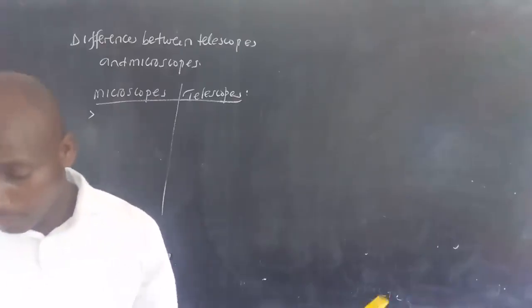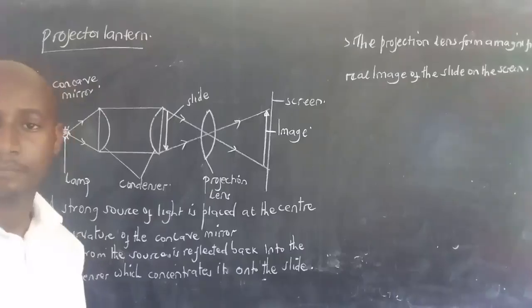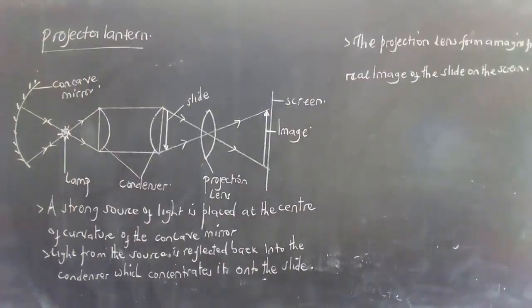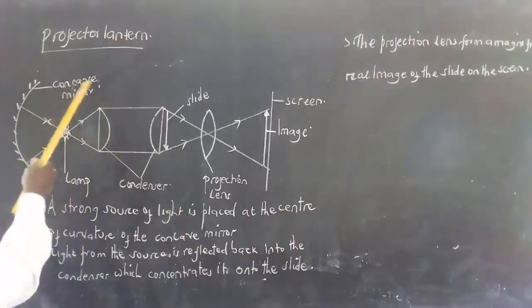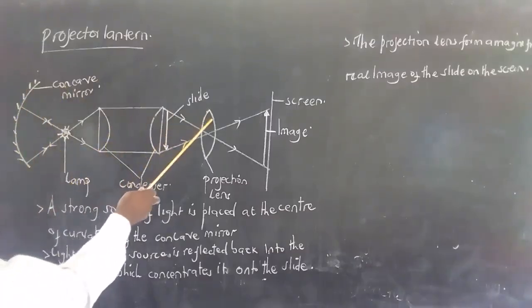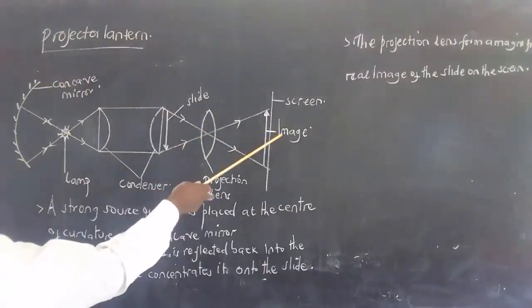Let us go and look at the projector lantern. So this is the projector lantern. We say it is designed to form a magnified real image of the slide on the screen. It consists of a concave mirror, then the condenser, the slide, the projection lens, and then the screen.